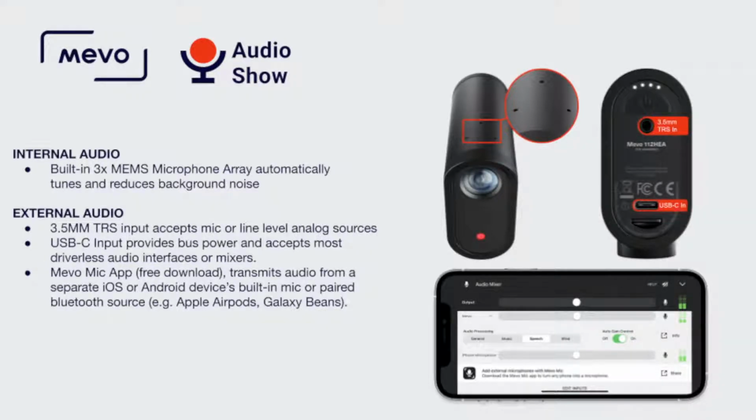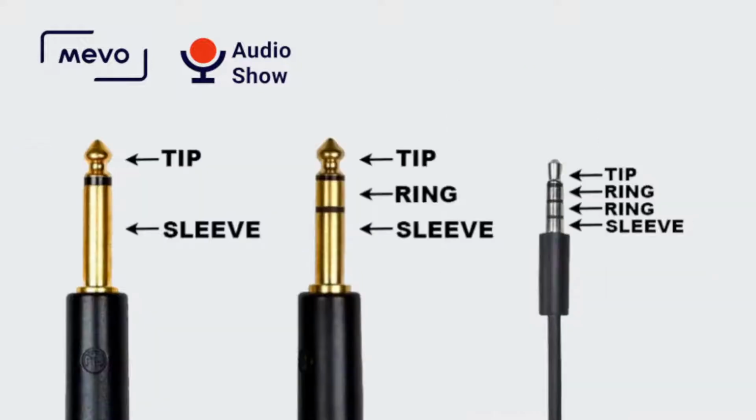You have the internal audio, which is the microphones that are built on top of the Mevo, which we're going to get into in a little bit. But what I was referencing just now was the 3.5 millimeter TRS input in the back of the Mevo. Now, what's important to know is that this is a TRS input, not a TRRS input. So let's take a look at what the differences are with that.